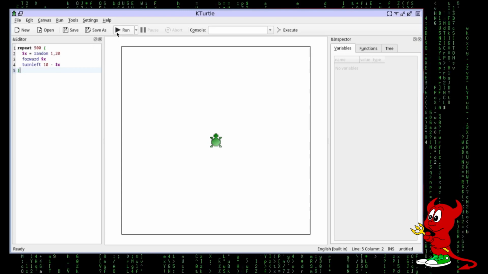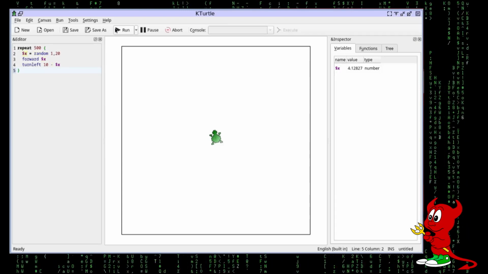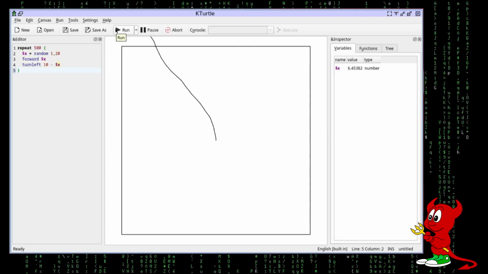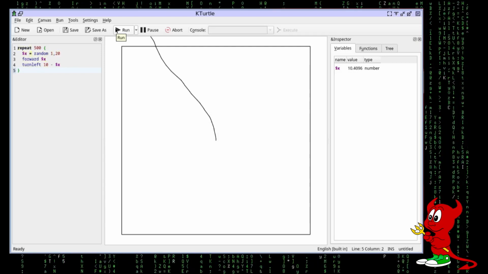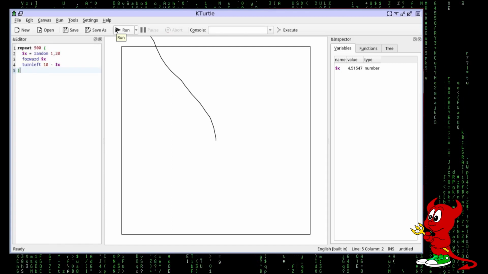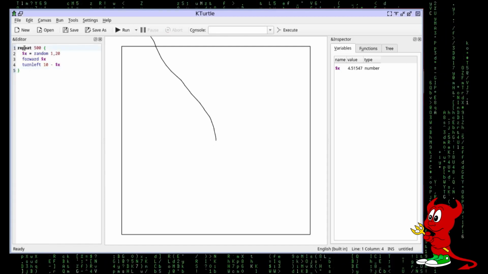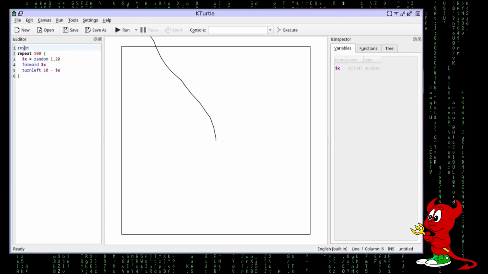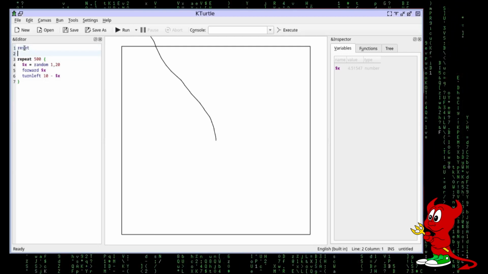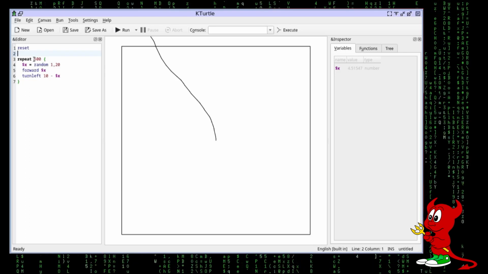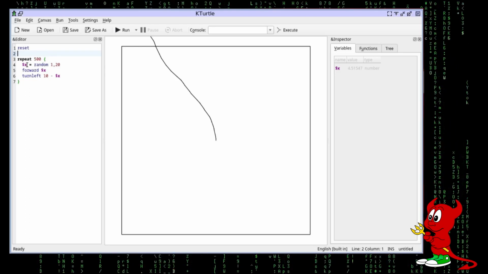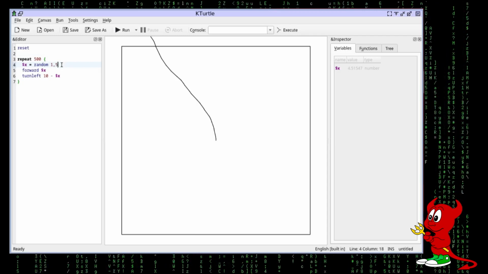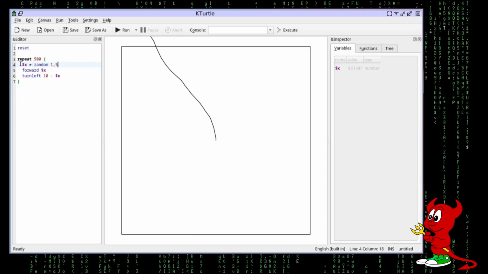Let's run the example. The turtle moved off the screen. We press F7 to stop the simulation. And in the beginning we can just say reset. This will reset the game and reset the turtle. Instead of doing a random 20, let's just do a random of 5, walking forward.